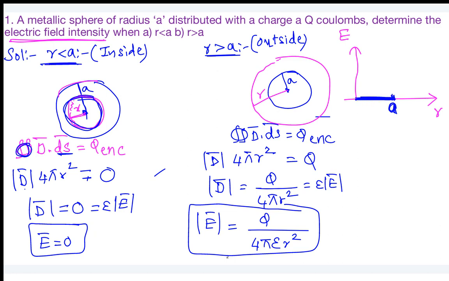What will happen when R is greater than A? You can see here the electric field is proportional to 1 by R square. Which means that exactly at A, you will have a maximum electric field, and when you are moving away from A, it decreases like this. So this gives the profile of electric field with respect to the radial distance. The maximum electric field lies on the surface of the sphere. This is your E maximum, which occurs when R is exactly equal to A. Clear?